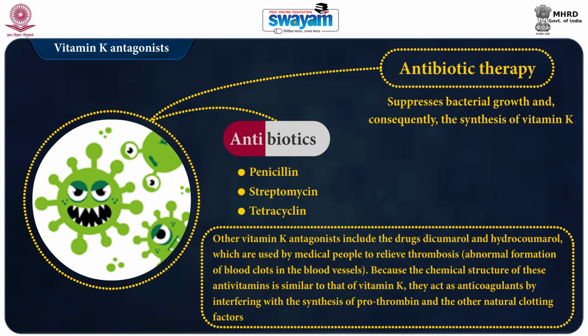Other vitamin K antagonists include the drugs dicumarol and hydrocumarol, which are used by medical people to relieve thrombosis. Thrombosis is the abnormal formation of blood clots in the blood vessels. Because the chemical structure of these antivitamins is similar to that of vitamin K, they act as anticoagulants by interfering with the synthesis of prothrombin and the other natural clotting factors.